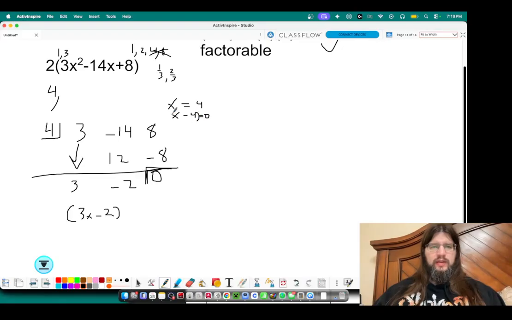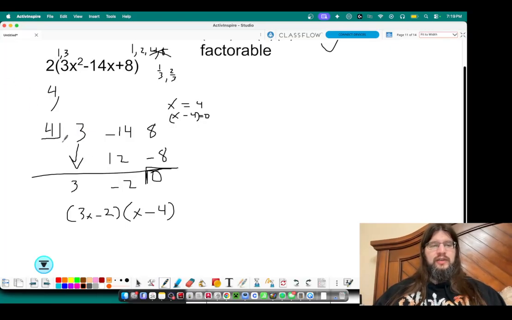And I'm having trouble drawing a parenthesis here. So x minus 4. So this is my factored polynomial. Oh, wait a minute. Don't forget about the GCF. Okay. That's why we have to do that first.